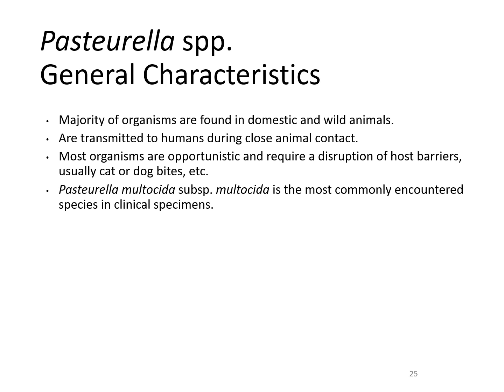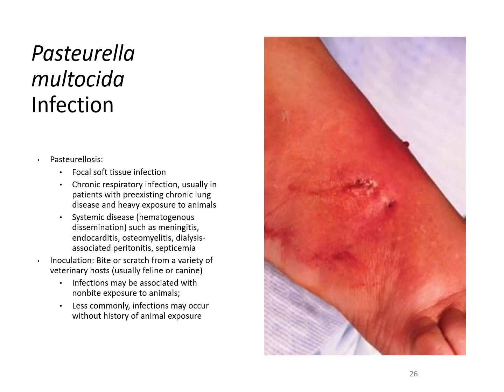Pasteurella multocida, subspecies multocida, is the most commonly encountered species that we find within the clinical specimens that are submitted for culture. This organism can cause a local soft tissue type infection. Here's an image where perhaps it was a dog bite. It can also cause chronic respiratory infections. This might be in a person that's already had some sort of pre-existing chronic lung condition, and maybe had a lot of exposure to an animal that was carrying this organism.